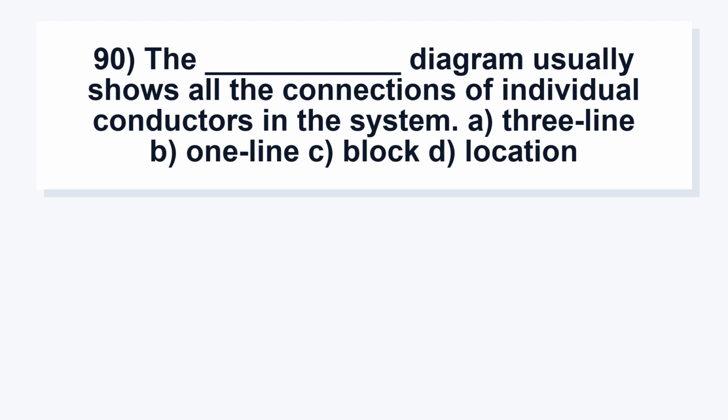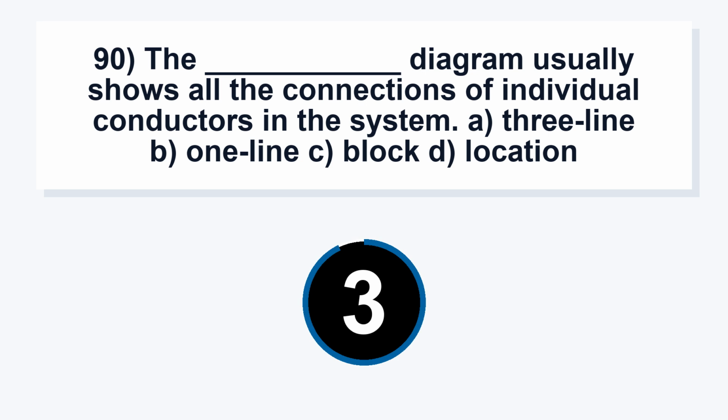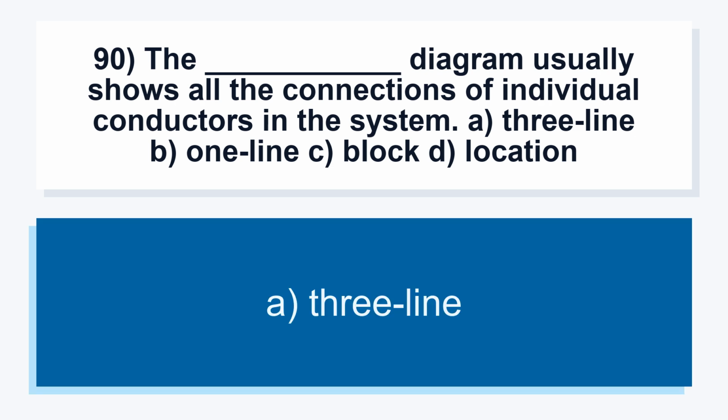90. The ______ diagram usually shows all the connections of individual conductors in the system. A. 3 line. B. 1 line. C. Block. D. Location. A. 3 line.